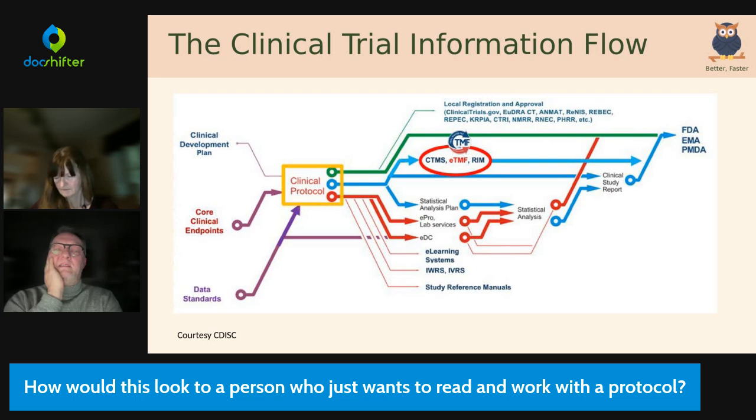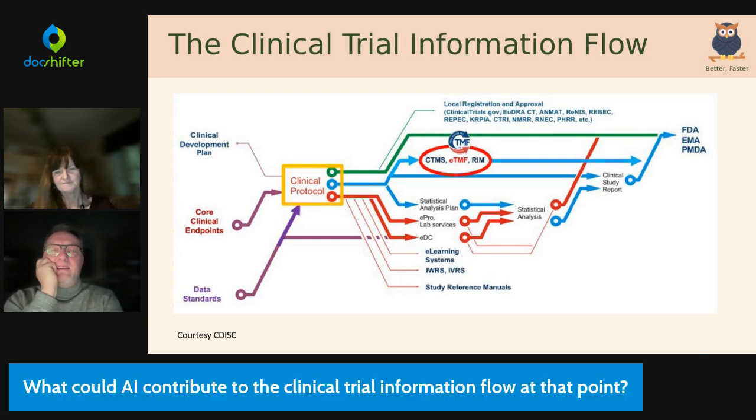Okay, it sounds like once all of this is in place, the whole process would be quite automated. Is there anything that AI could do to contribute to the clinical trial information flow at that point?